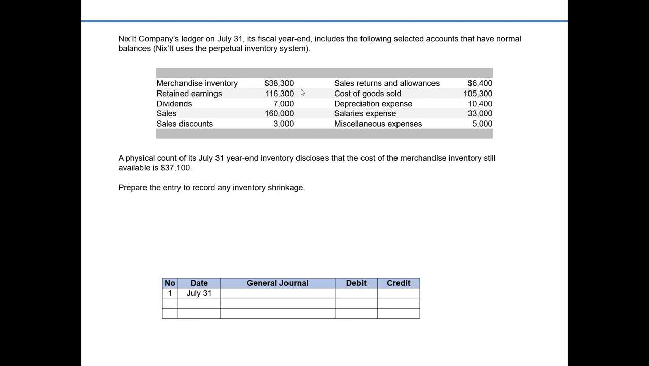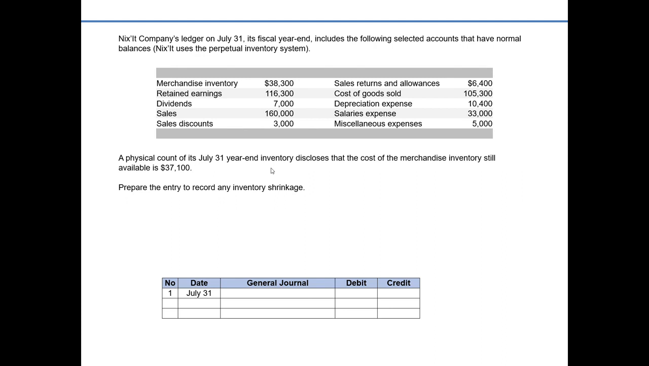Being that it uses a perpetual inventory system, merchandise inventory should already reflect the increases and decreases of inventory. So when they bought inventory throughout the year, they would have debited merchandise inventory as an asset account. And when they sold it to customers, they would have credited merchandise inventory and also debited cost of goods sold. So theoretically, we should have, according to our balance here, $38,300 worth of inventory. But in the real world, over that 1 year time frame, there could be some differences.